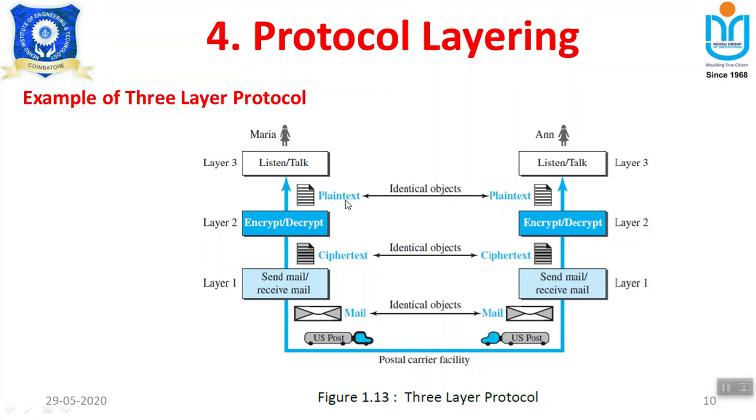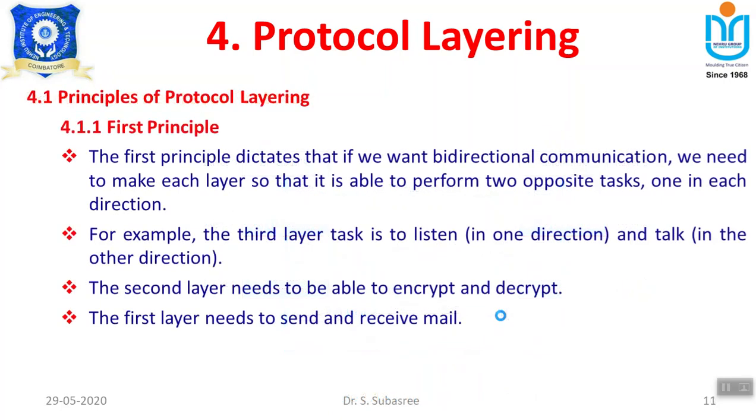Here also in layer 3 it is a plain text. Here also in layer 3 it should be a plain text. In layer 2 it will be a ciphertext. Here also in layer 2 it is a ciphertext. Here it is in the form of mail and here it is in the form of mail. So that is the second principle, right?